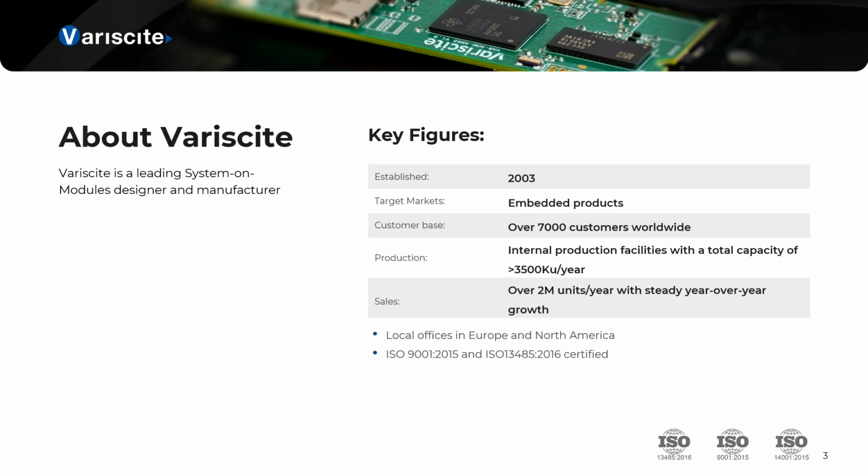All right, again, I'll start with a short introduction to Variscite. Variscite is a leading system-on-module designer and manufacturer established in 2003 that targets the embedded products markets. Variscite has over 7,000 customers worldwide and is shipping over 2 million units per year with steady year-over-year growth. Variscite owns its production facilities with a total capacity of over 3.5 million units per year. Variscite is based in Israel and has local offices in Europe and North and South America.